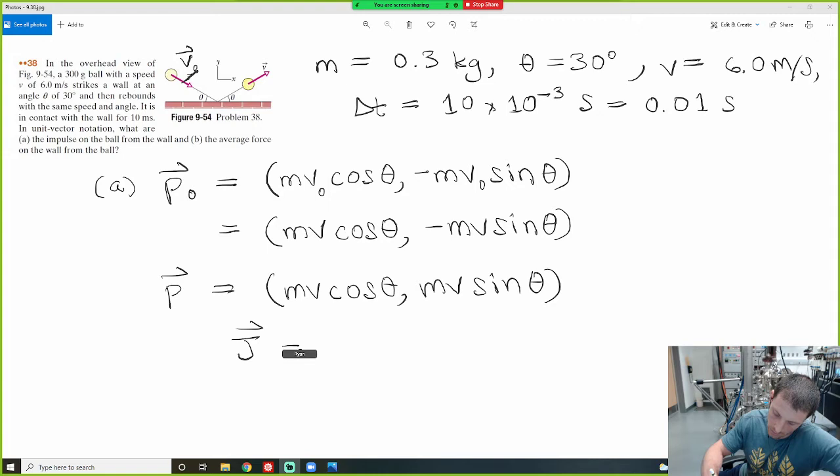Remember that J is defined to be delta P. And so I think that we probably see that this is P final minus P initial.